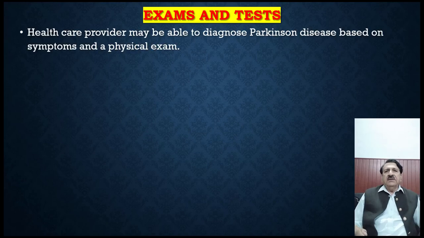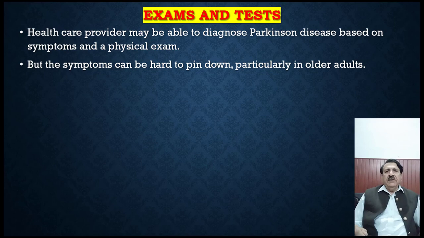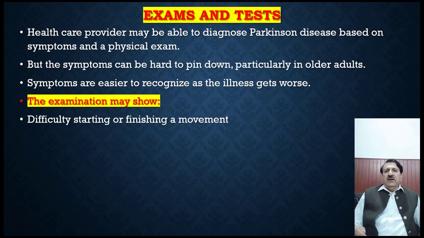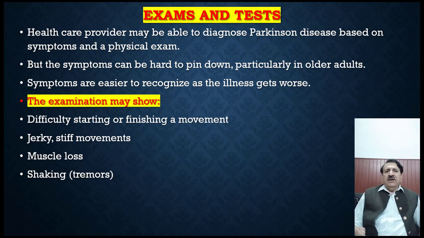Examination and test. The healthcare provider may be able to diagnose Parkinson's disease based on symptoms and a physical examination. But the symptoms can be hard to pin down, particularly in older adults. Symptoms are easier to recognize as the illness gets worse. Examination may show difficulty starting or finishing a movement, jerky, stiff movements, muscle loss, shaking, tremors, changes in heart rate, abnormal muscle reflex.